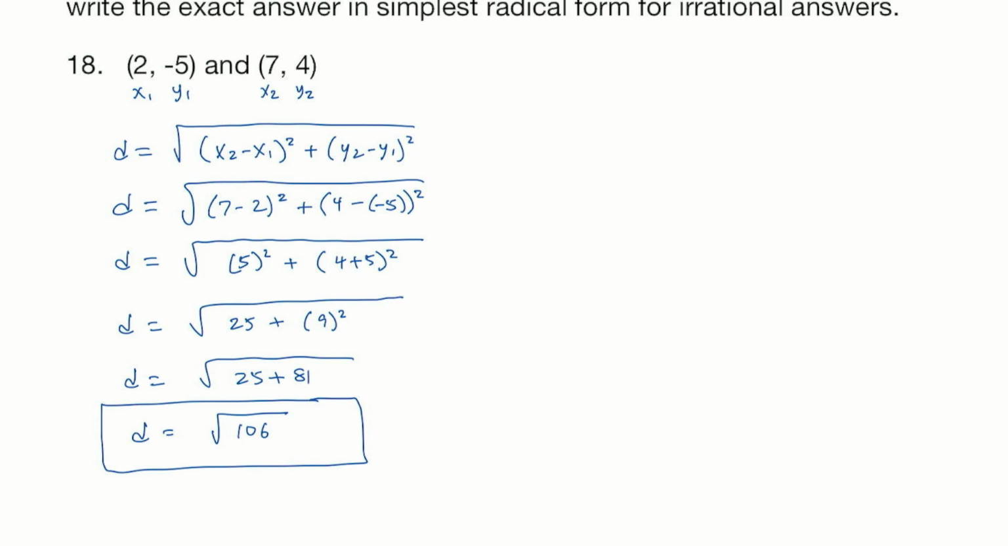There's no nice number multiplied by itself that makes 106. And so this will be an irrational answer, and this is the simplest radical form.